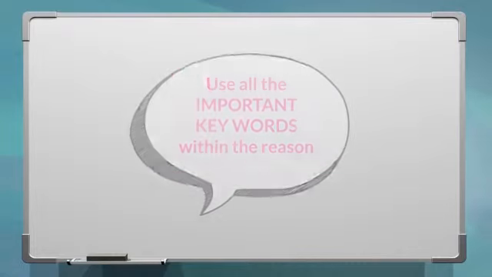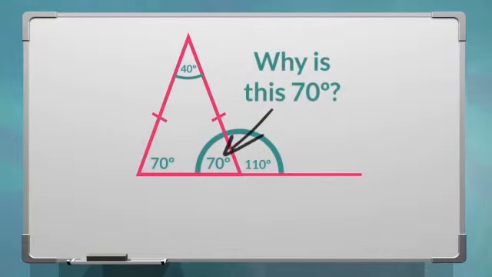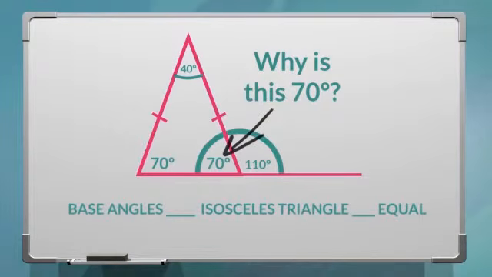So for the first question, how do we know this angle was also 70 degrees? Pause the video, then fill in the gaps to form the sentence. Welcome back. What you should have is base angles in an isosceles triangle are equal.